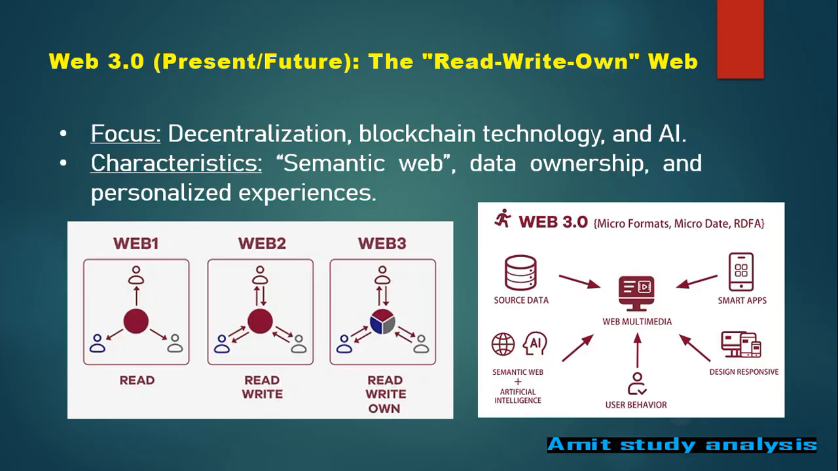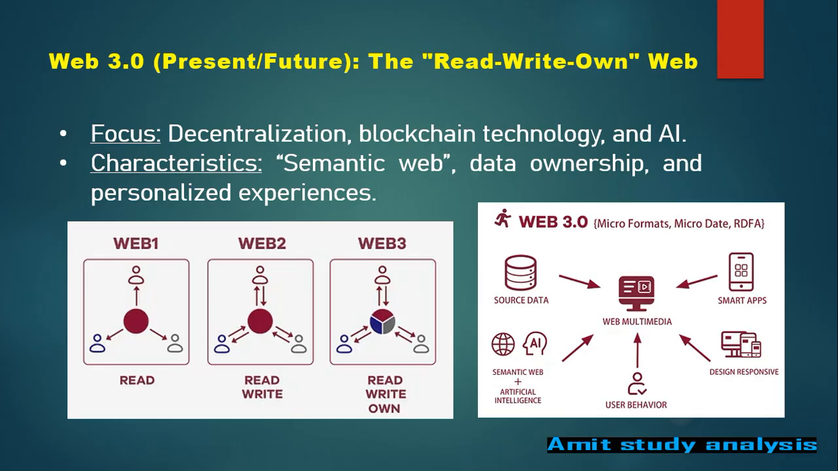Okay. The main focus of this wave is decentralization, blockchain technology, and AI, whatever we are using today. The main characteristics of this wave are the semantic web, data ownership, and a personalized experience. Data ownership becomes very easy. If I am posting my data, then I become the owner of that data. Okay, this becomes wave 3.0. These are the parts of wave 3.0.